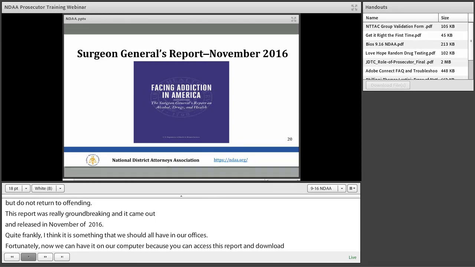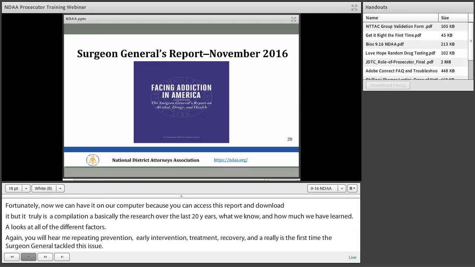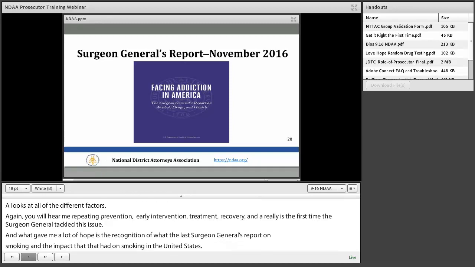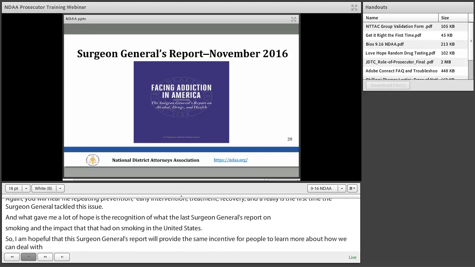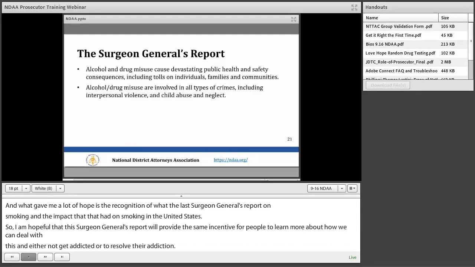And again, you're going to hear me repeating prevention, early intervention, treatment, recovery. And it really is the first time that the Surgeon General tackled this issue. And what gave me a lot of hope is the recognition of the last Surgeon General's report on smoking and the impact that had on smoking in the United States. So I'm hopeful that this Surgeon General's report will provide the same incentive for people to learn more about how they can deal with this and either not get addicted or resolve their addiction. And I do think it's such an incredible resource, and I have a link at the end of this so you can download it, but it's just chock full of material and great insights.